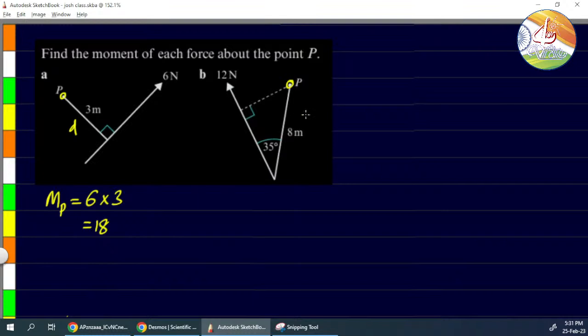Whereas here we don't know the perpendicular distance, we know distance at an angle 35 degrees. So first we need to find this length. What is this length? This length will be d into sine 35, correct?